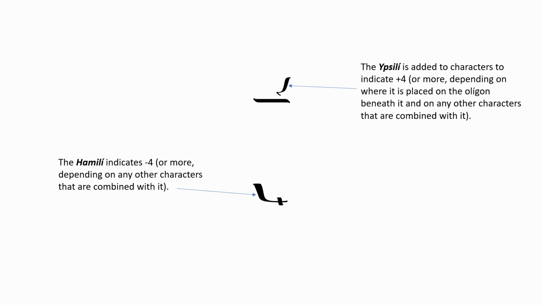So just as a refresher, the ipsili is added to characters to indicate +4 or more, depending on where it's placed on the oligon, and on any other characters that are combined with it. The chamili indicates -4 or more, depending on any other characters that are combined with it.